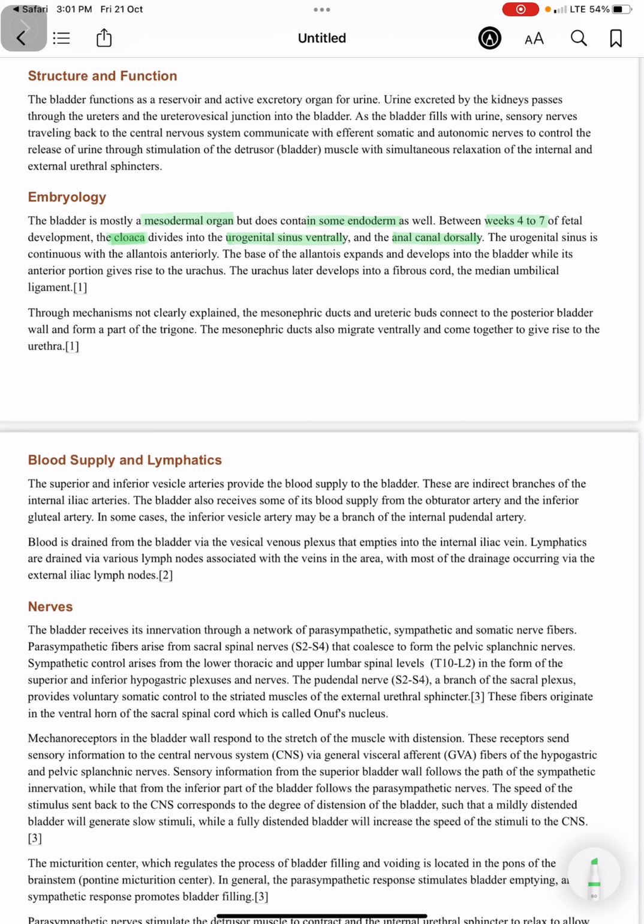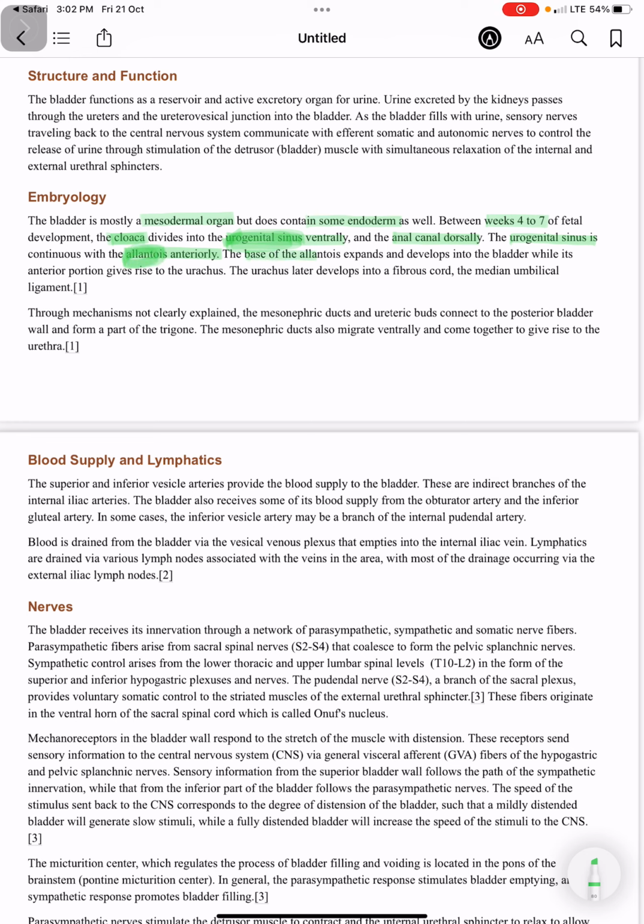Between weeks 4 to 7 of fetal development, the cloaca develops into urogenital sinus ventrally and anal canal dorsally. So the urogenital sinus is continuous with the allantois anteriorly. The base of the allantois expands.